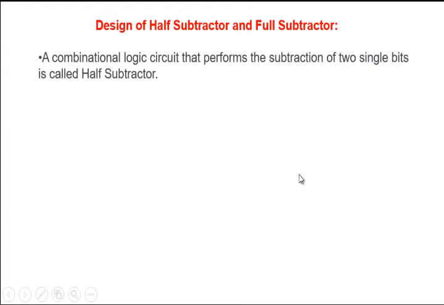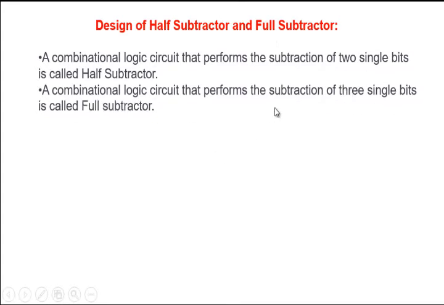As we know, the combinational logic circuit that performs the addition of 2 single bits is called a half adder. Here, the subtraction of 2 single bits is called a half subtractor, and the subtraction of 3 single bits is called the full subtractor. We can see them one by one.